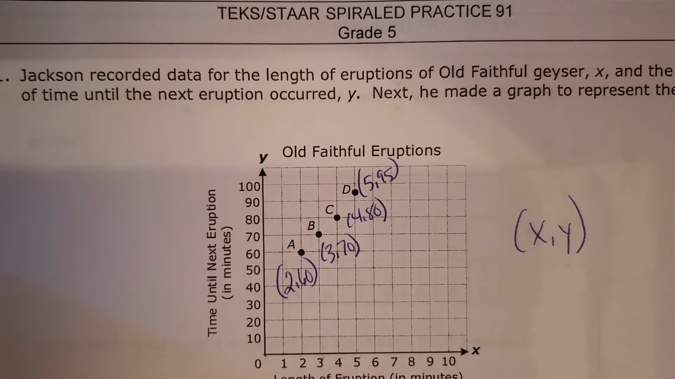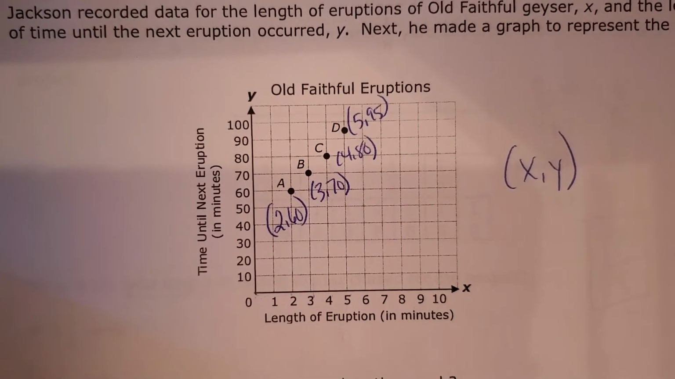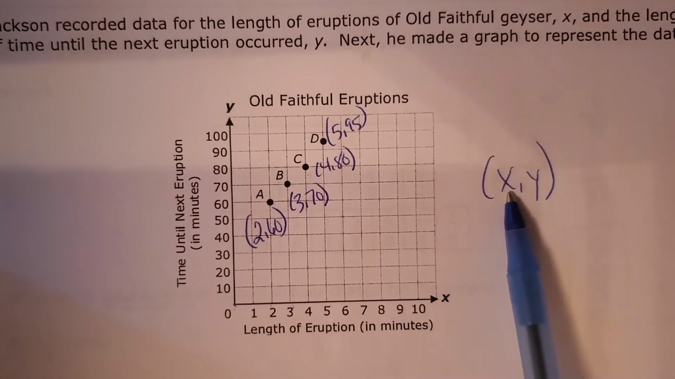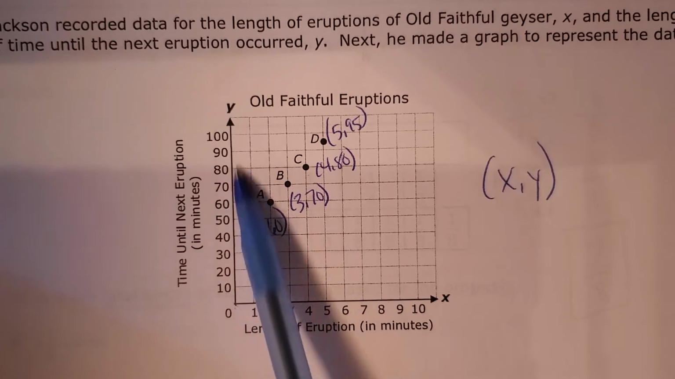Jackson recorded data for the length of eruptions of Old Faithful Geyser X and the length of time until the next eruption occurred Y. Next, he made a graph to represent the data. Which set of ordered pairs is represented on the graph? So remember, when you're graphing, you always go X and then Y. X comes first in the alphabet, so you're going to start here, go X and then up Y.